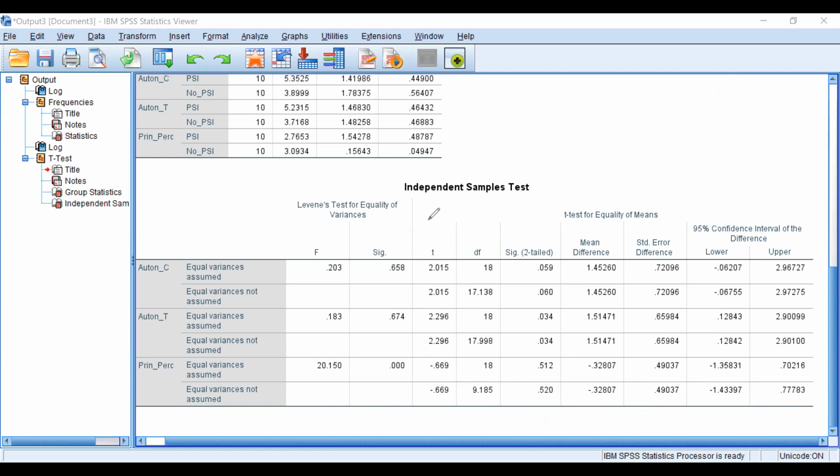So that's the test for equality of variances. You should always check it with an independent samples t-test. And now going back to our last point.